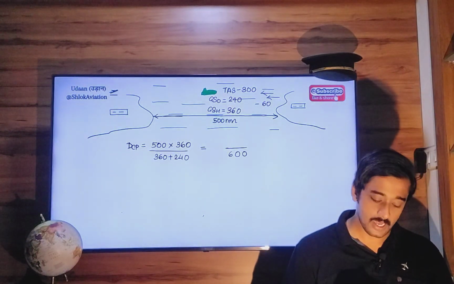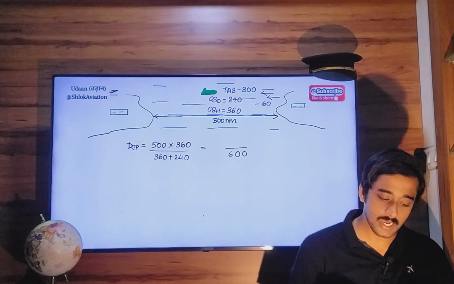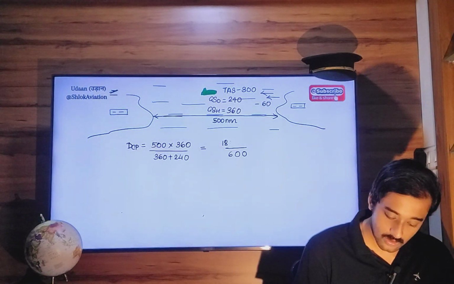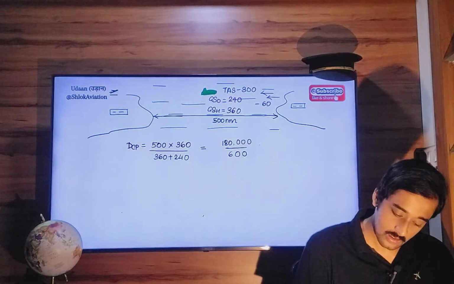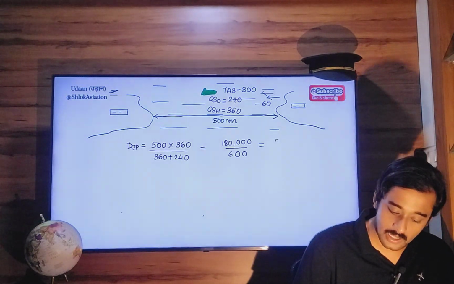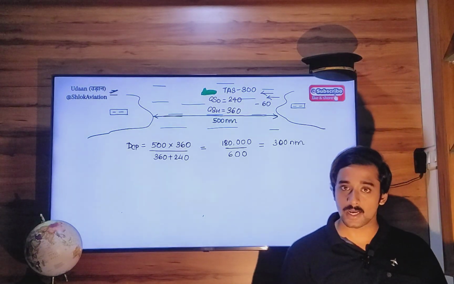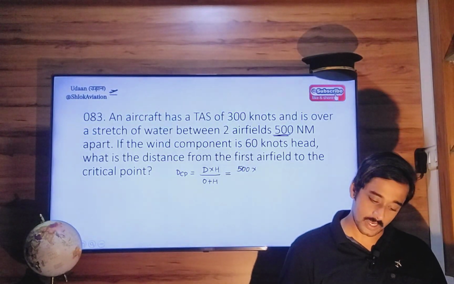So 500 into 360 is 180,000, divided by 600 is 300 nautical miles. So the correct answer is 300. Distance to critical point is 300 nautical miles.